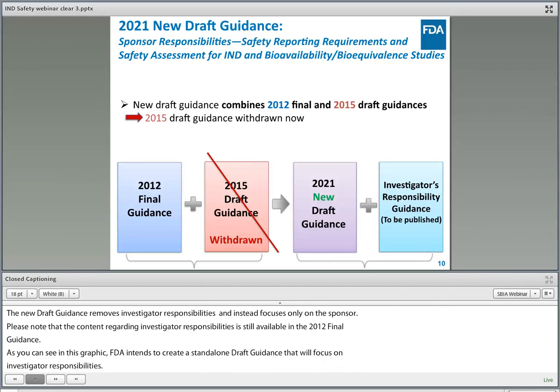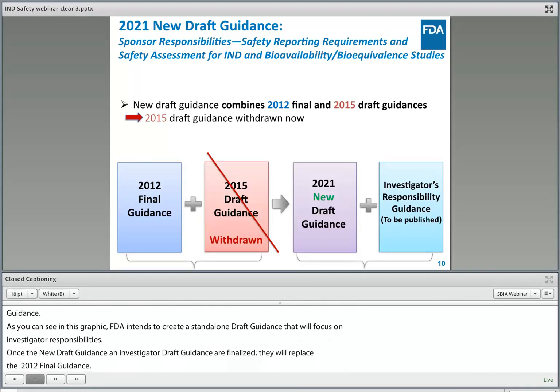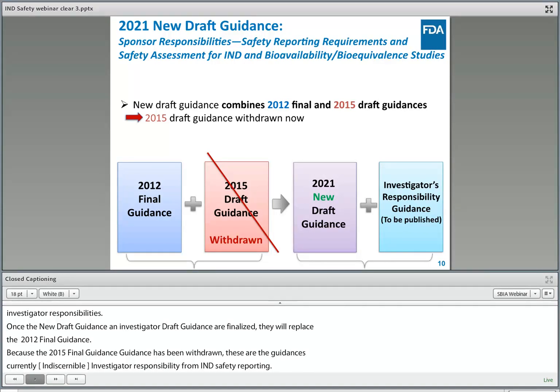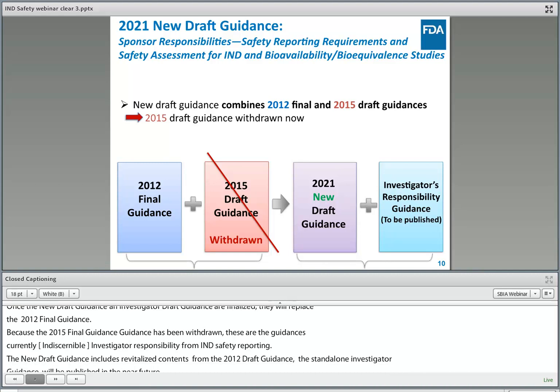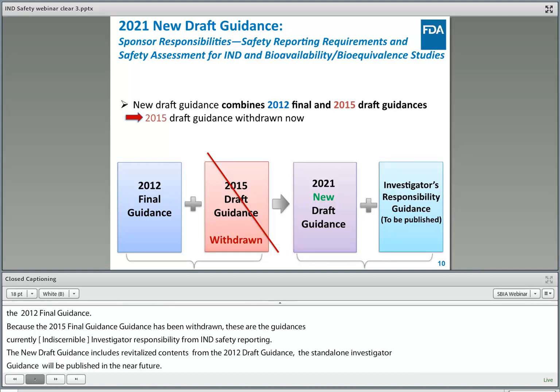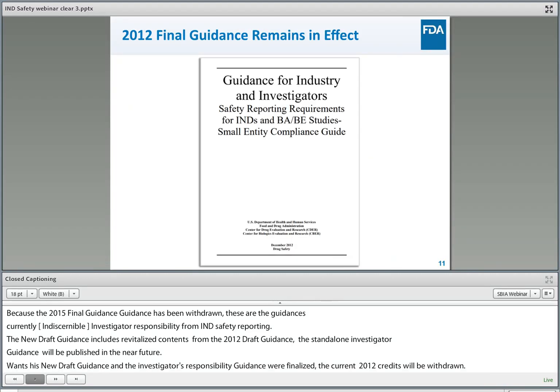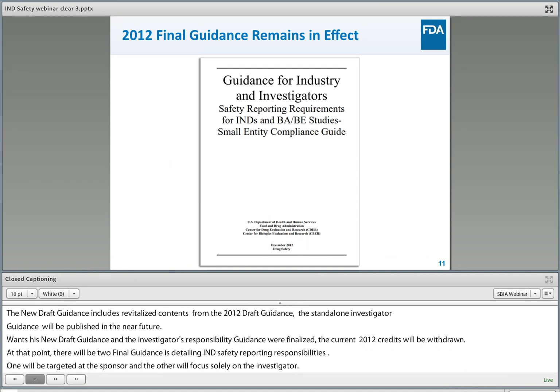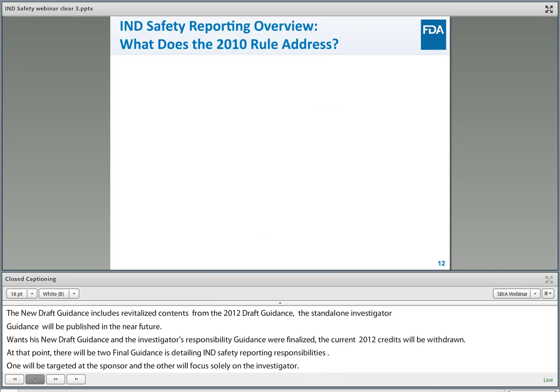Because the 2015 draft guidance has been withdrawn, these are the guidances that are currently related to investigator and sponsor responsibilities for IND safety reporting. The new draft guidance includes revitalized content from the 2012 draft guidance. The standalone investigator guidance will publish in the near future. Once this new draft guidance and the investigator's responsibility guidance are finalized, the current 2012 final guidance will be withdrawn. At that point, there will be two final guidances detailing IND safety reporting responsibilities. One will be targeted at the sponsor, and the other will focus solely on the investigator. Remember, until this new draft guidance and the investigator guidance is finalized, the 2012 final guidance remains in effect.